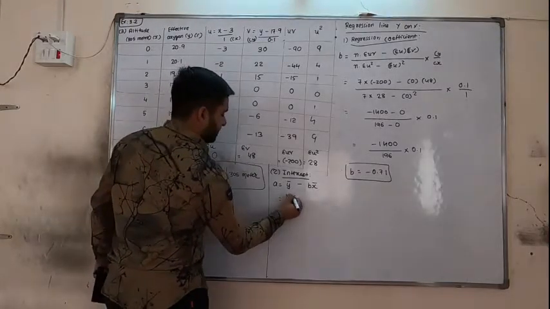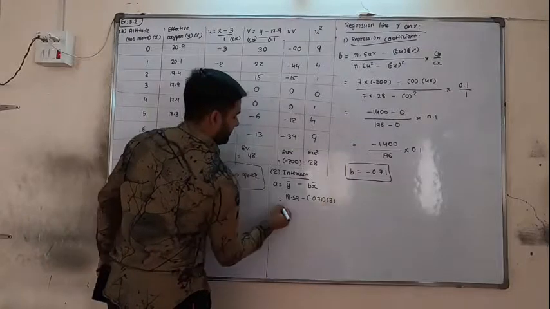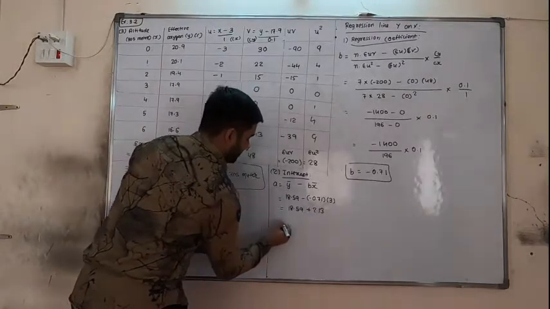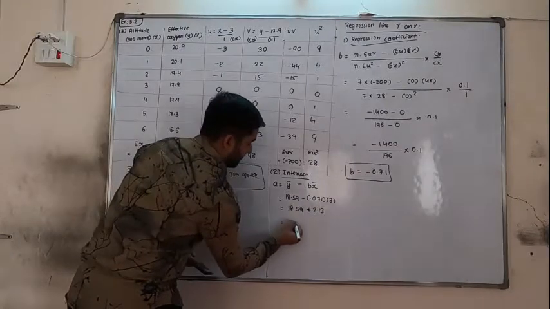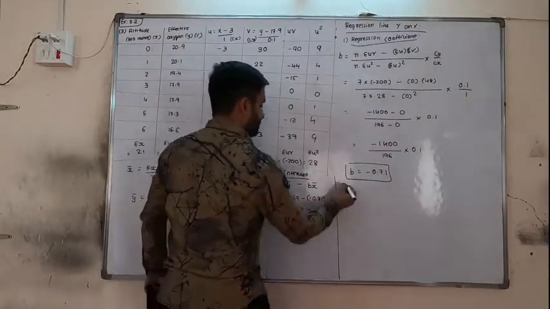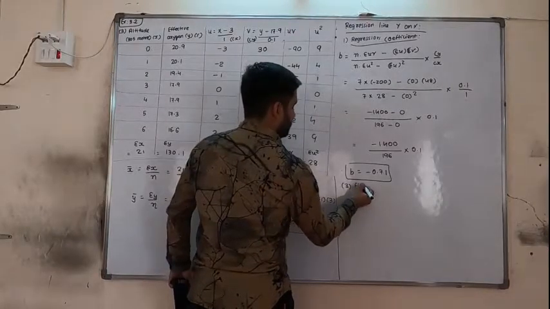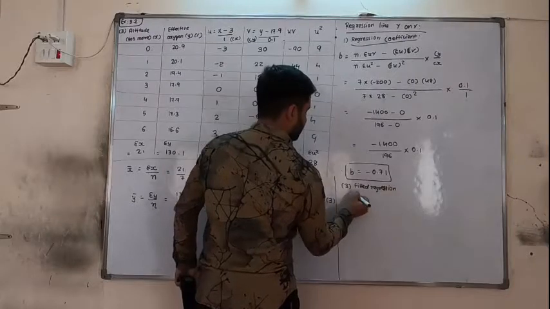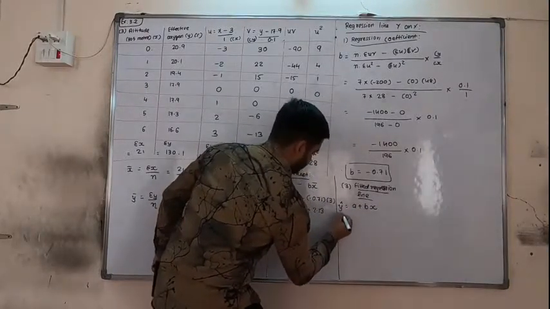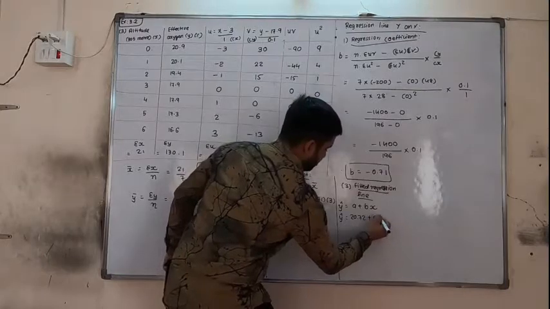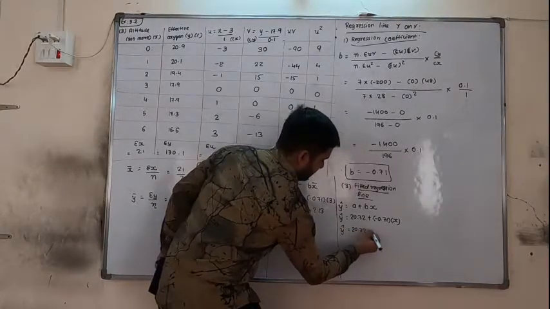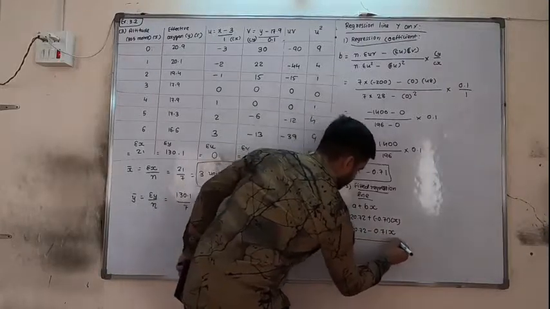Now y bar is 18.59 minus minus 0.71 into 3. So 18.59 plus 0.71 into 3, which is 2.13, so it is 20.72. Okay, so intercept A is 20.72. Now third is the fitted regression line. Space is a little bit less, so I am writing in this way. Y cap is equal to A plus BX. Y cap is equal to 20.72 plus minus 0.71x. Actually this is the equation.